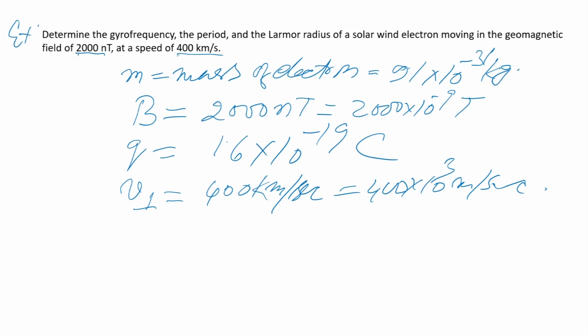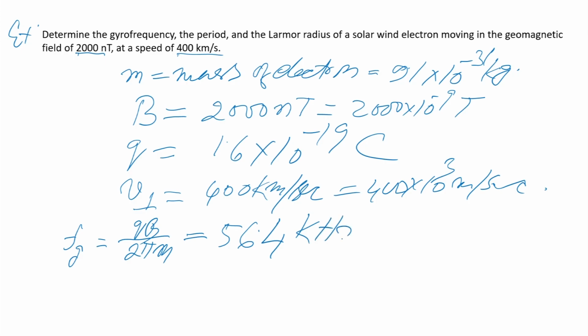We can calculate the gyration frequency f g equal to q B by twice pi m. If you substitute these values, you will get a figure of 56.4 kilohertz, and the Larmor radius R L is equal to 1.1 meter.